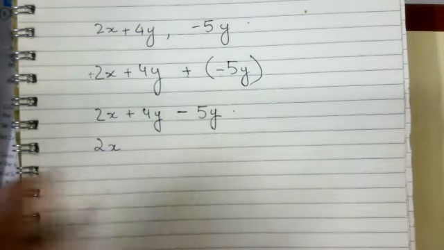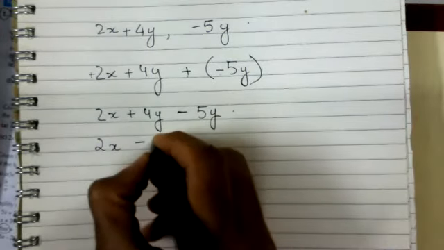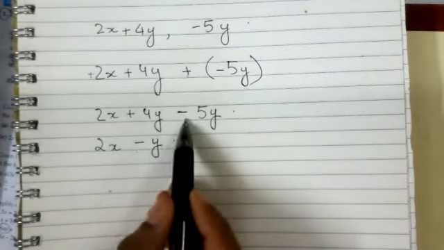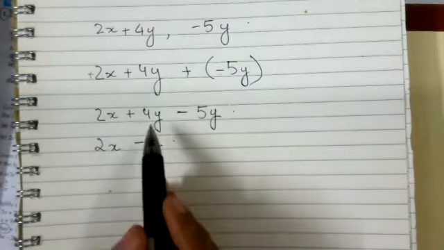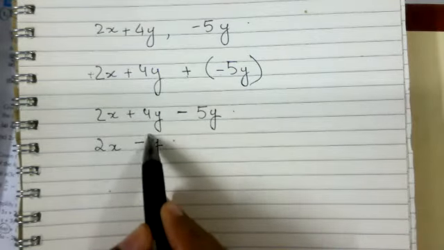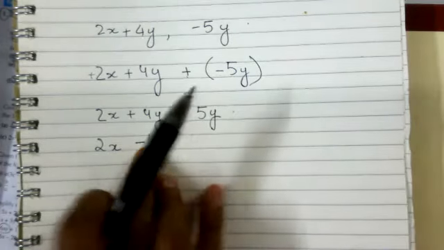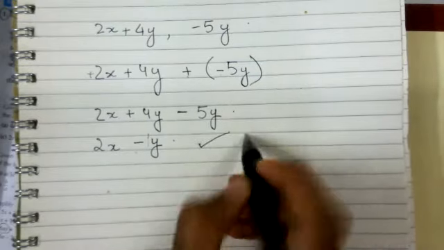Come on, so 2x minus y. Very good job. Yes, why did you say minus? Because plus minus gives you minus. Yes, plus minus gives you minus, and also when the coefficient is 1, we don't write it. It's understood that whenever we don't write a coefficient, the coefficient is 1. So check from the back, is the answer 2x minus y?